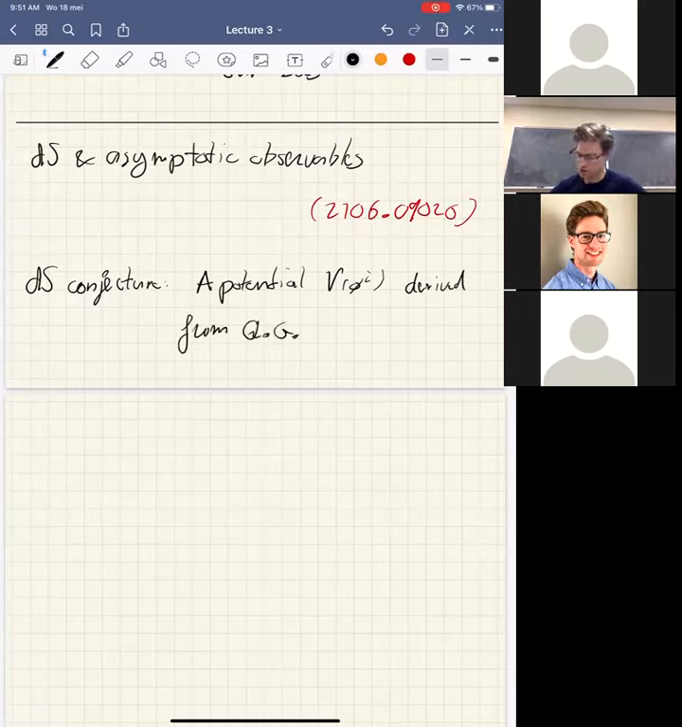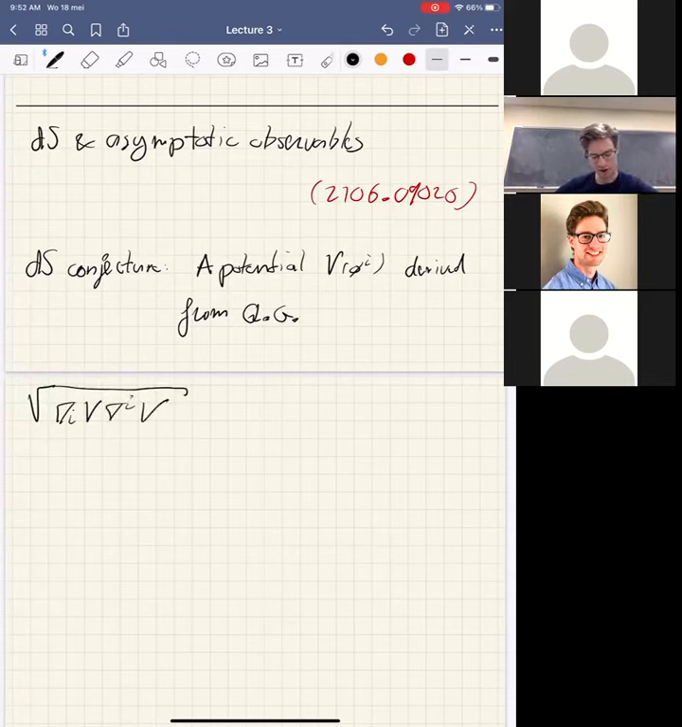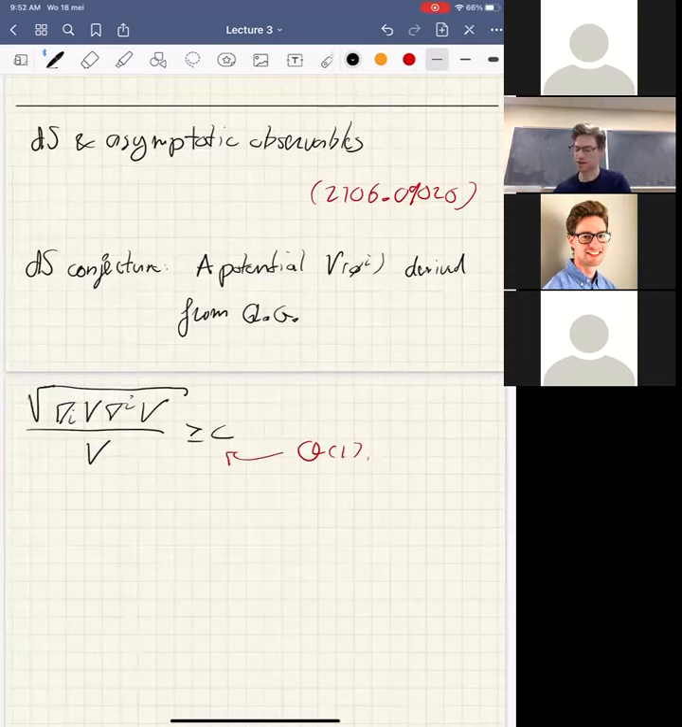the de Sitter conjecture suggests that at least asymptotically there should be a bound on its slope, which is given by the following. Here we are taking derivatives with respect to the different possible scalar fields. It should be bigger or equal than some particular constant C, where C is supposed to be an order 1 constant. And again, it's similar to the axion gravity conjecture. Its precise value is not completely clear, but you can try to fix it by requiring the fact that you can have asymptotic observables in cosmology.